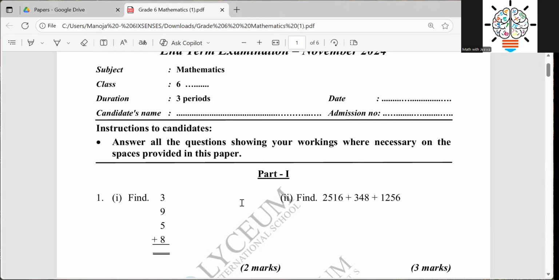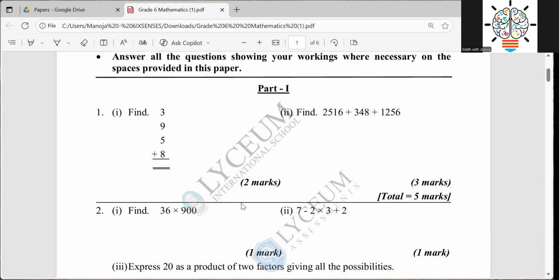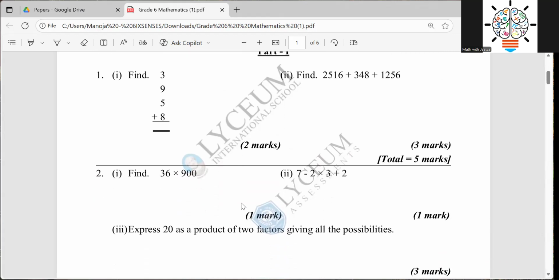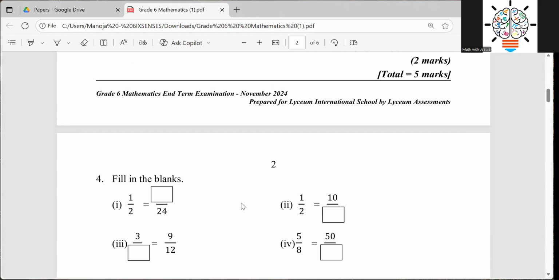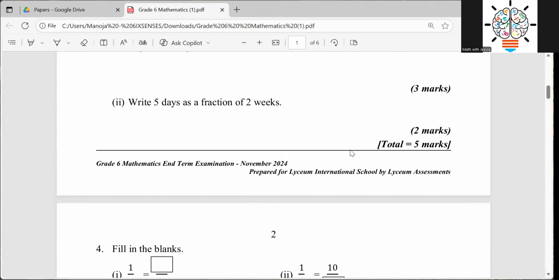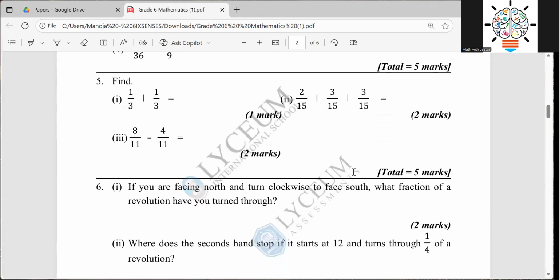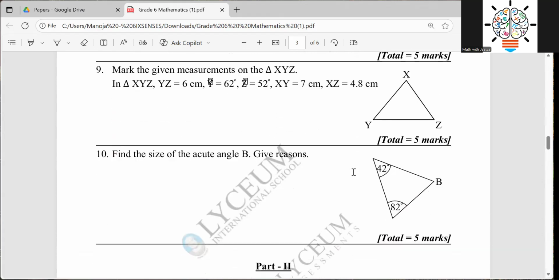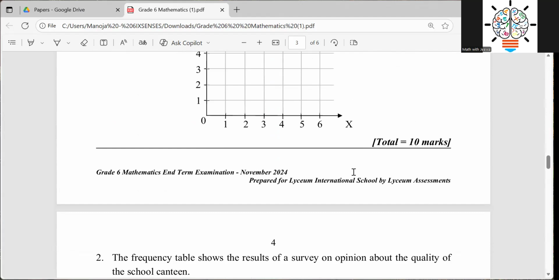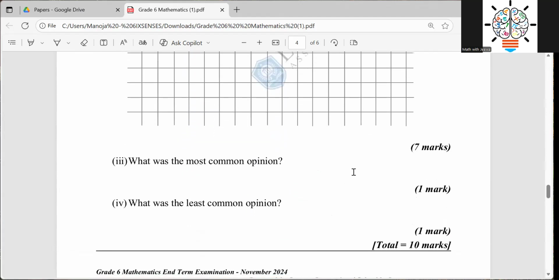Here it says: answer all the questions showing your workings where necessary on the spaces provided in this paper. That means you are not allowed to use any other line papers. Somehow you want to manage the spaces given in the paper itself. Then we will go through how many parts we have. Here we have part 1, and you can see the marks allocated for each section shown here, and then we have part 2.